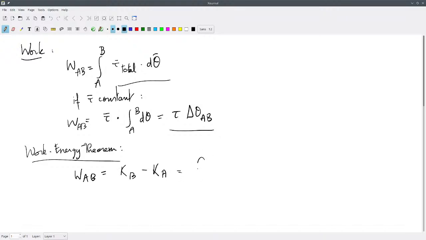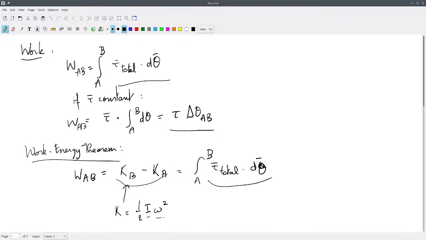If we combine that with the previous expression, we have that the change in kinetic energy equals the integral from A to B of the total torque d theta. That's what we can use to calculate the change in kinetic energy based on the torque only. And from that change, we can calculate the parameters that go into the kinetic energy. In our case the kinetic energy is 1/2 I omega squared. If we know I, we can calculate omega, for example.